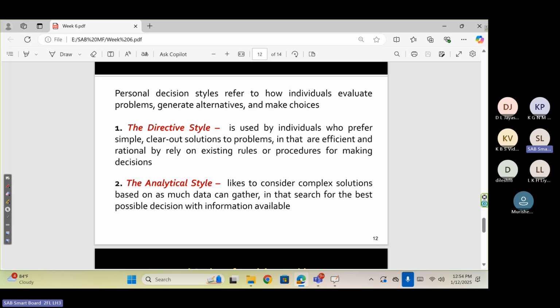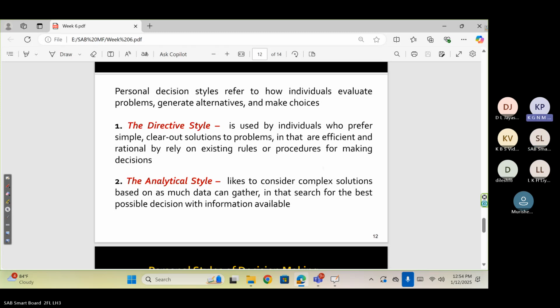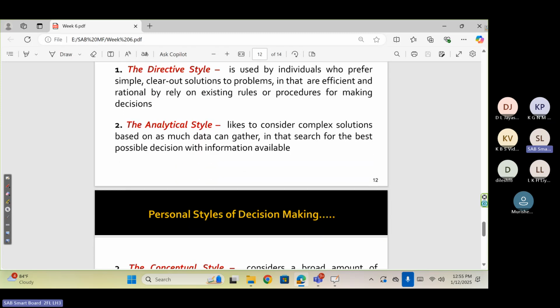Here the individuals prefer to use the very optimum solution, rational decision making. That is applicable for program decisions, not much for non-program decisions. But that is called directive style, no? The decision maker is directed to follow full maximum rationality, right? But to deal with complex decisions, the things mentioned in the second model should be used, the analytical model.